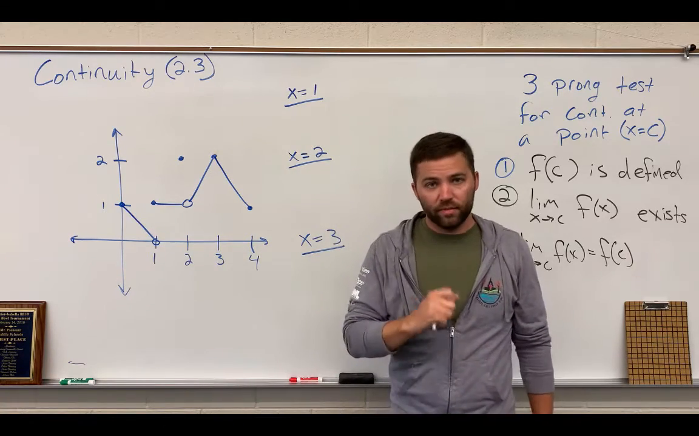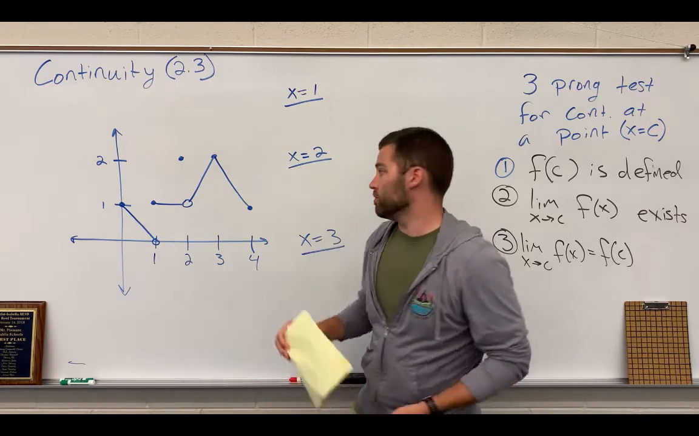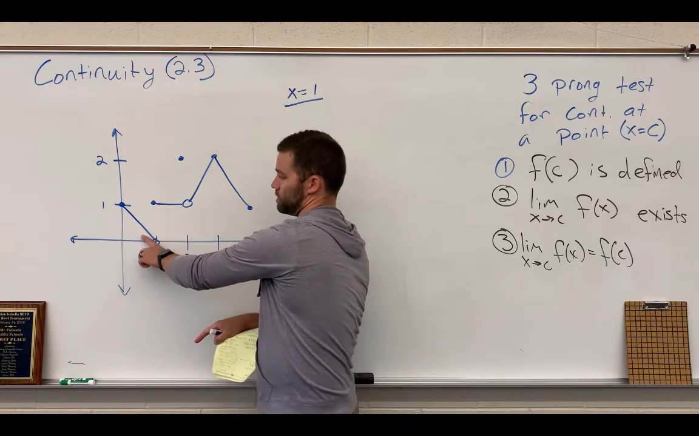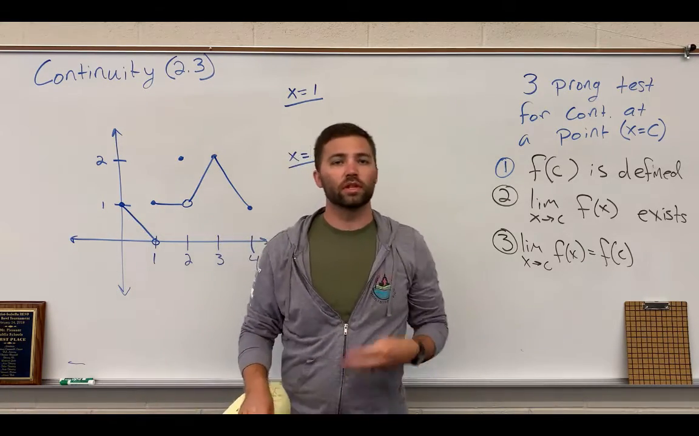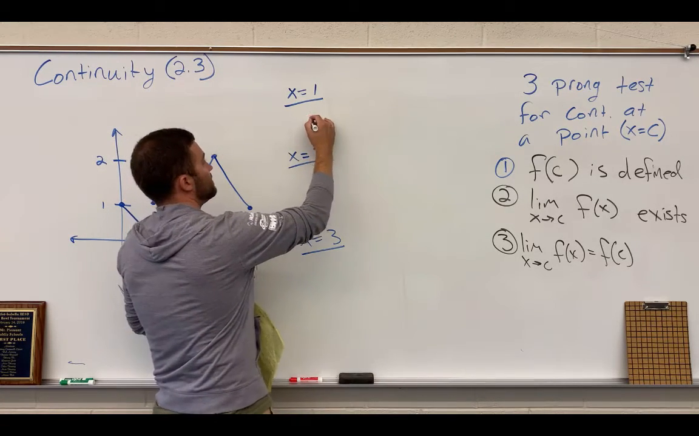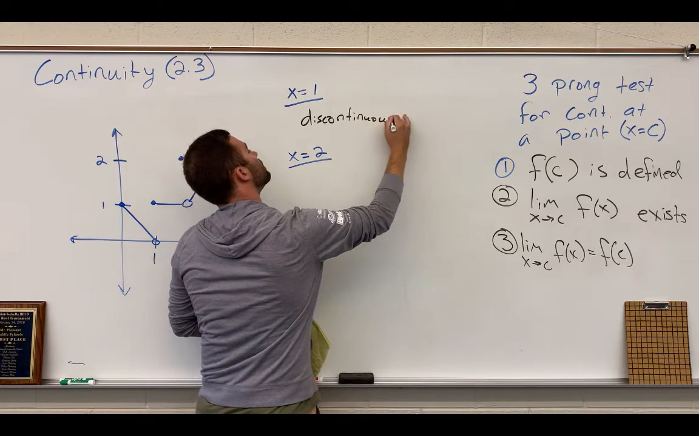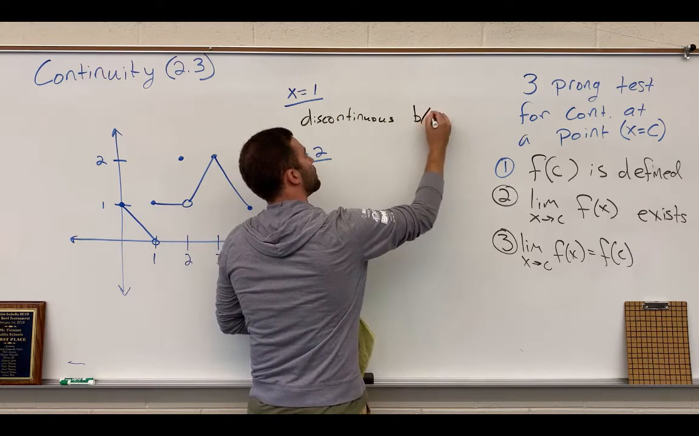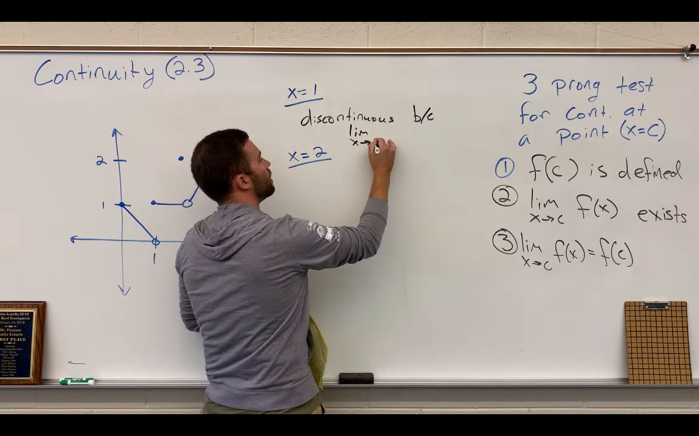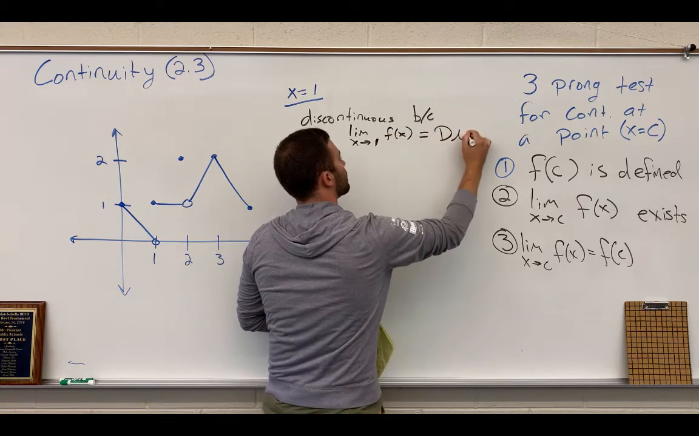Prong number 2, does the limit exist? No, it does not. The limit exists if the left and the right-hand limits approach the same value. From the right, we see that the function is approaching 1. From the left, the function is approaching 0. Those are different numbers. So the limit doesn't exist. So at x equals 1, it's discontinuous because the limit as x approaches 1 of f of x does not exist.